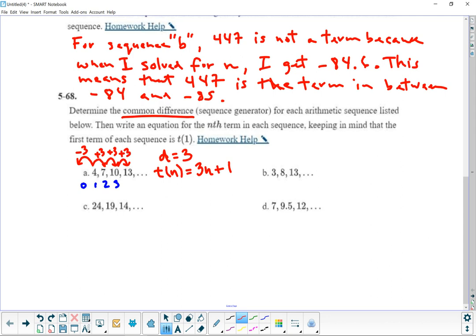explicit formula. Let me see. Then write the equation for the nth term in each sequence. Keep in mind that the first term in each sequence is T1. Yeah.